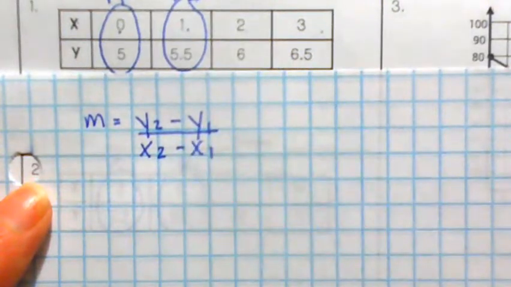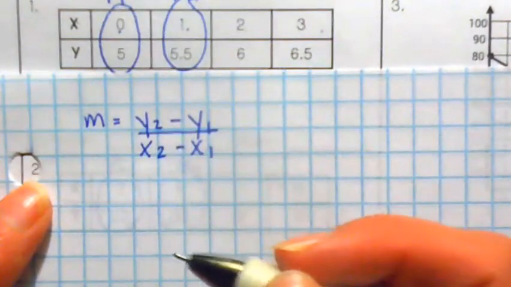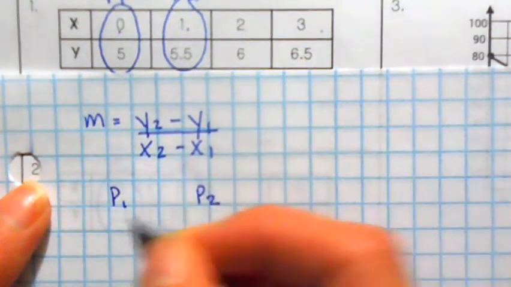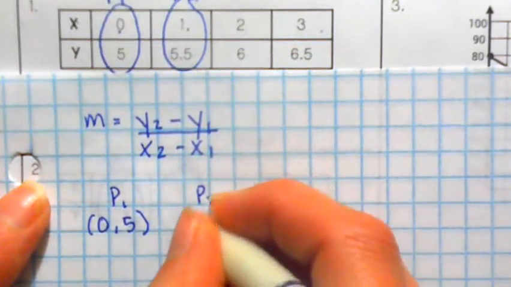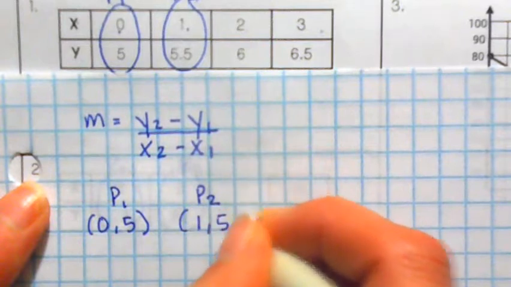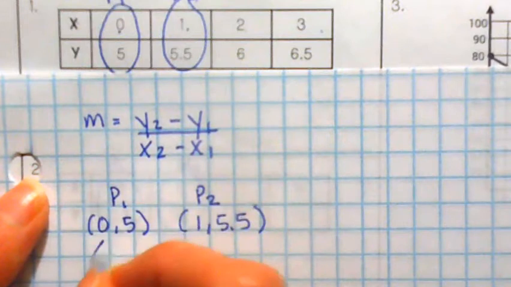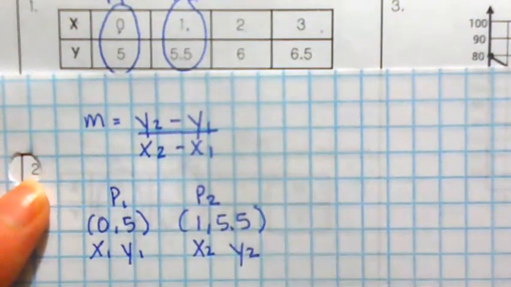Just the same way as when we did it with graphs, I'm going to write my slope formula first. This is the same thing. We're just getting our points from different places. I decided I'd call that point 1, point 2. Any of these could be point 1 and point 2, but I just chose to do that one. My point 1 is at (0, 5), and my point 2 is at (1, 5.5). If this is point 1, then this is x1, y1, x2, y2.